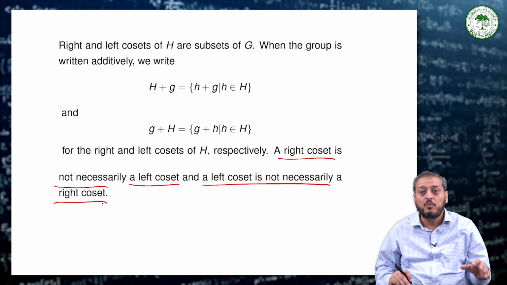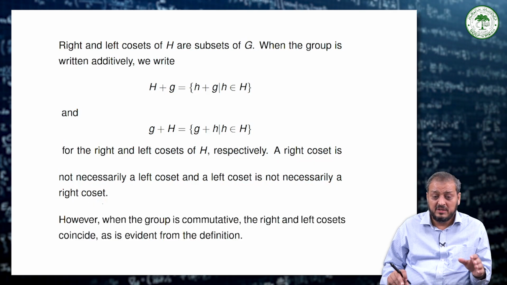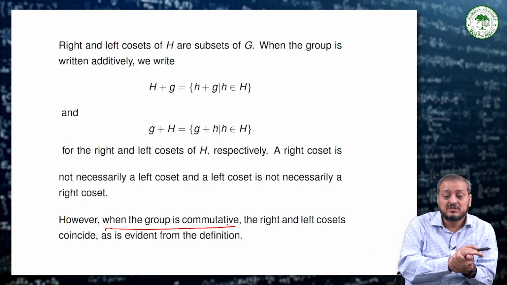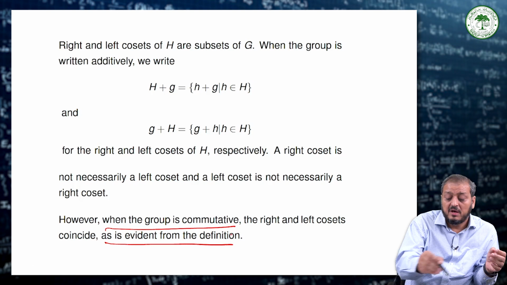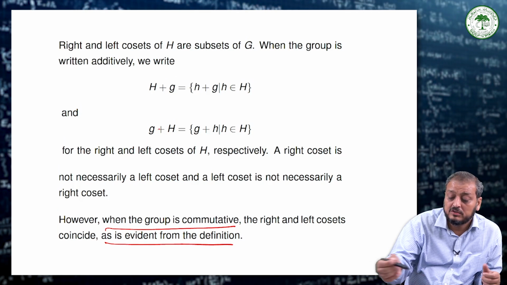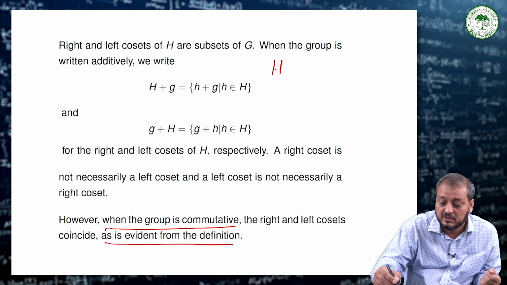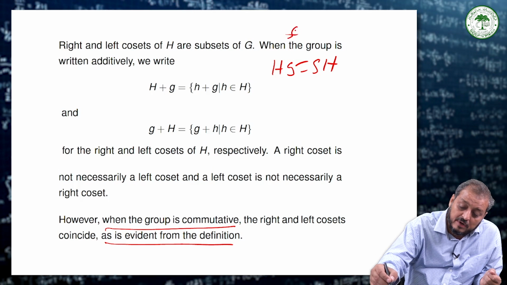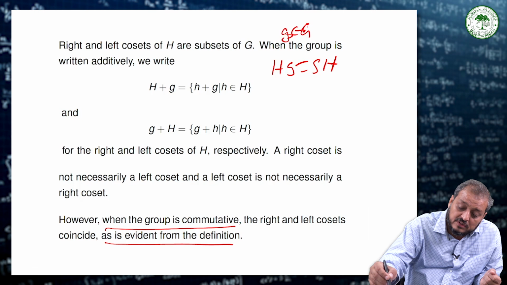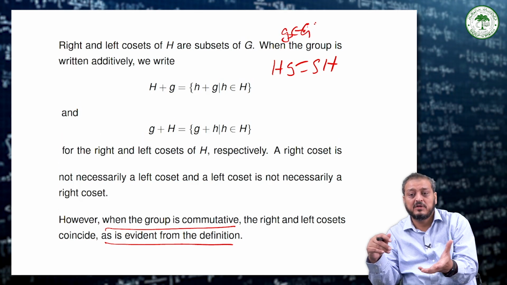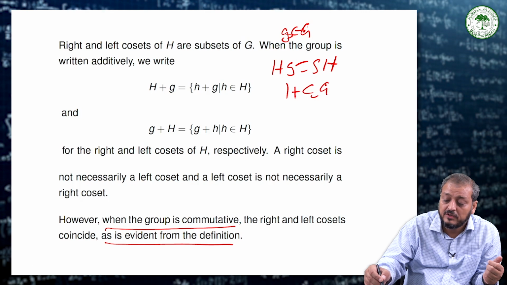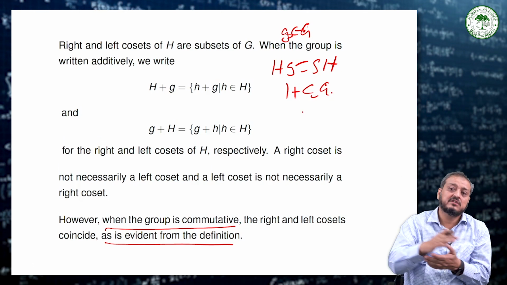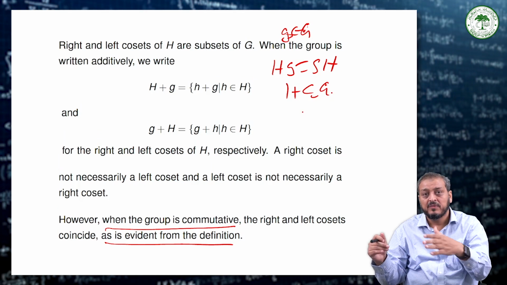But when the group is commutative, the right and left cosets coincide, and this is evident from the definition. Because G is commutative, Hg can be written as gH: g is an element of G, so g commutes with every element of G, and H is clearly a subset of G. So the left coset is the same as the right coset, and the right coset is the same as the left coset.